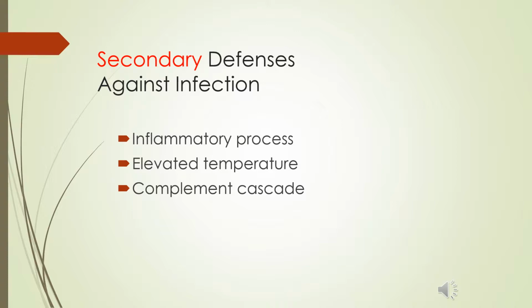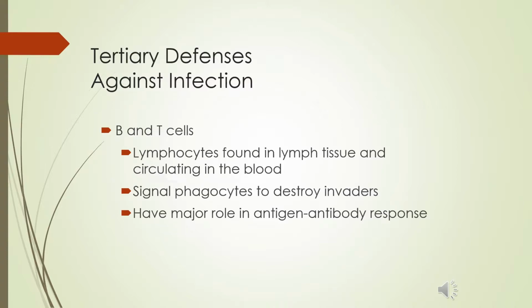Your book talks about it, so you can read it in the book. And the complement cascade is again the blood system, that's white blood cells, lymphocytes, and T cells going into the area to fight the infection. B cells and T cells are lymphocytes found in lymph tissue and circulating in the blood, so that they signal the phagocytes to destroy invaders. They have a major role in antigen-antibody response. I kind of called the B and T cells secondary, but they're not. They're the tertiary, the third line of defense.